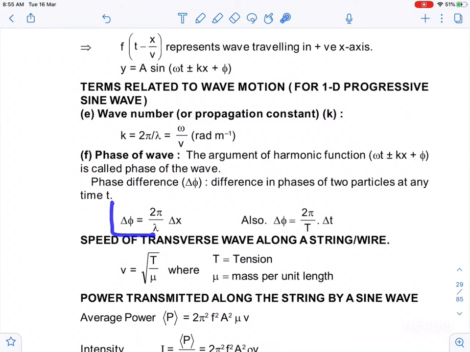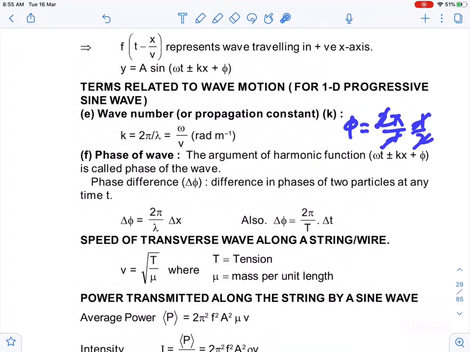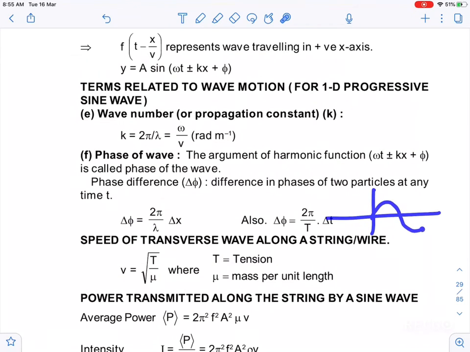Now one most important fact: phase difference. I predict that this question may come, not in this topic but in optics or elsewhere. Phase difference is 2 pi by lambda into delta x, where delta x is the path difference. If the path difference is lambda by 2, what is the phase difference? So you can say that, sir, the phase difference is pi.